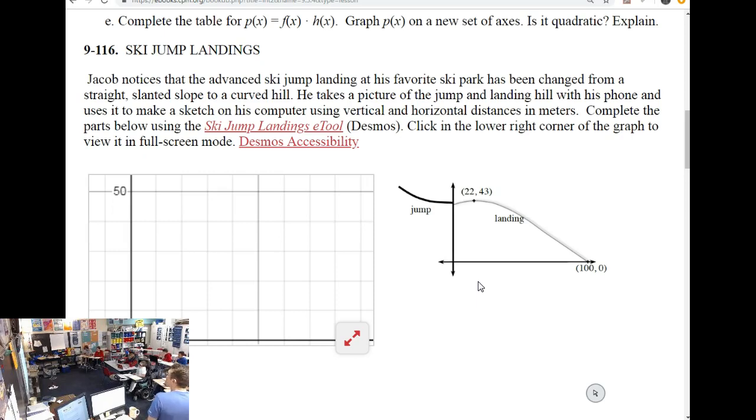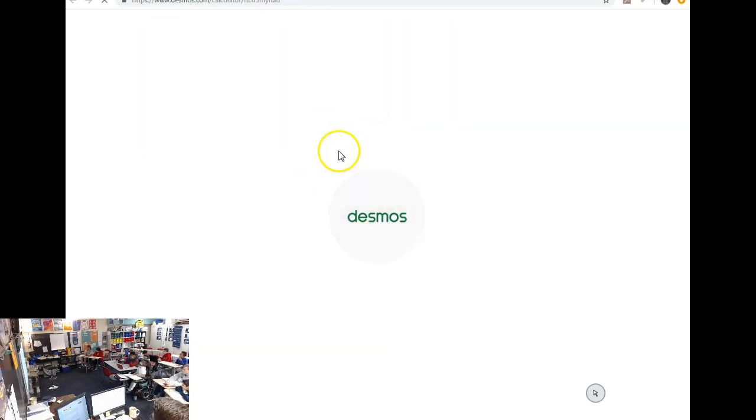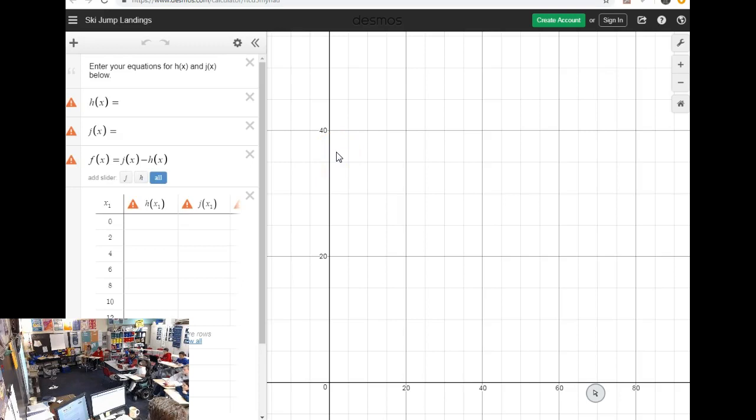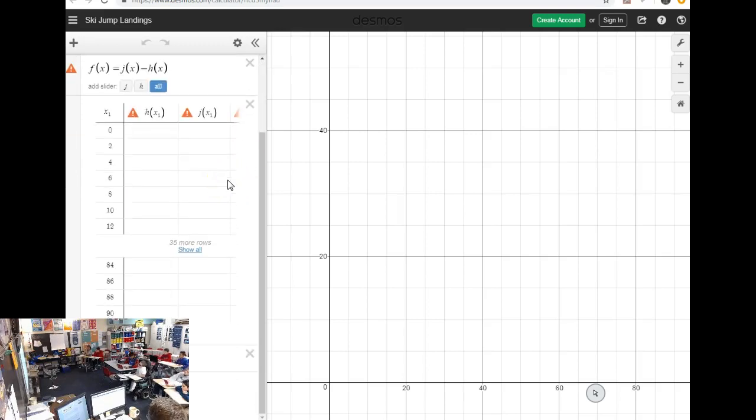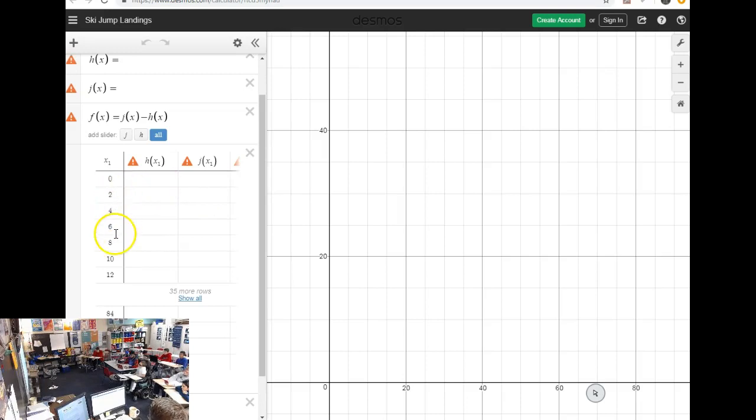So, he takes a picture of the jump and the landing hill with his phone, and then he applies a little bit of mathy aptness and figures out these numbers. Yeah, Jacob is a little extra. So, he throws it in Desmos, and we end up with an error. Right. So we should be able to, utilizing something we know. There's some input values here that he's already set up for us.